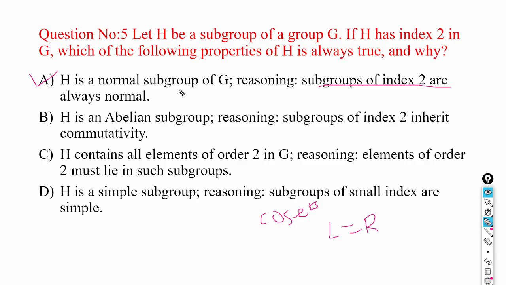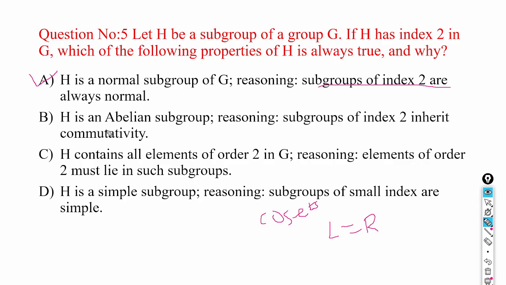Why is it a normal subgroup of G? The subgroup of index 2 is always normal. How are we concluding this statement? With the help of an important theorem. Based on the theorem, we conclude this statement is correct.